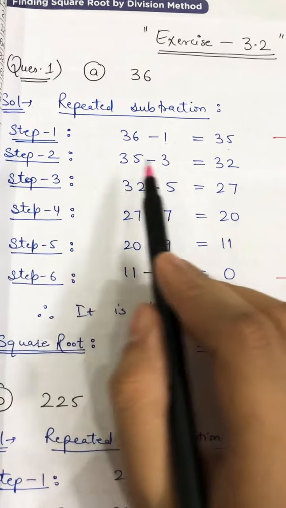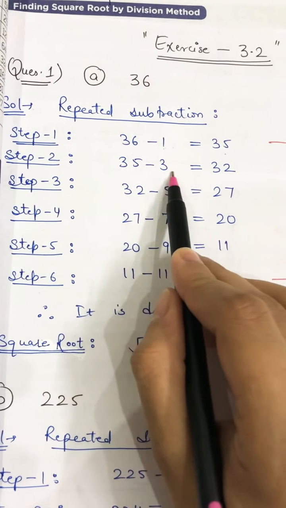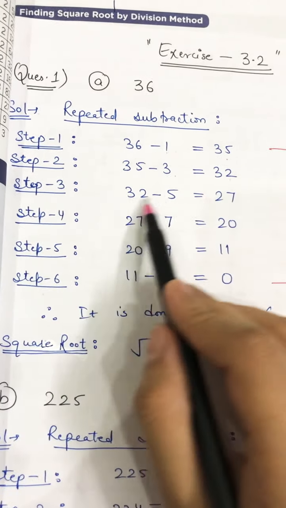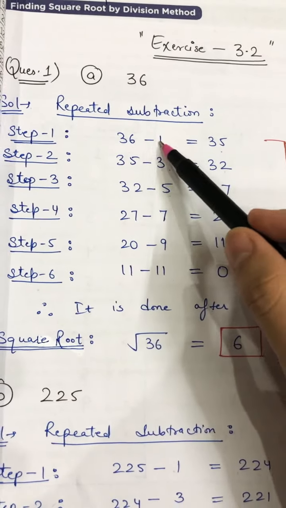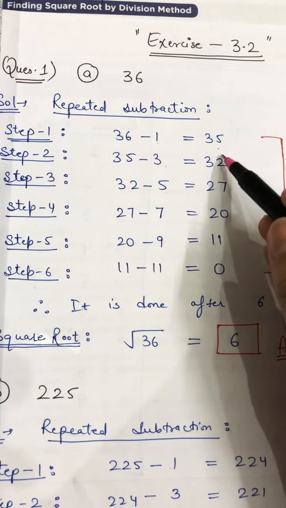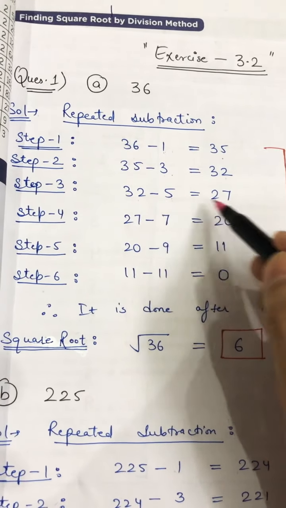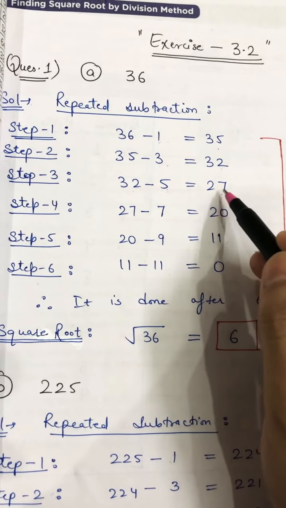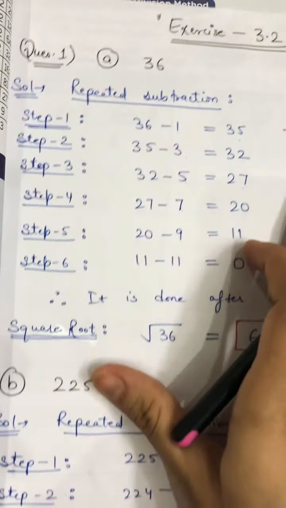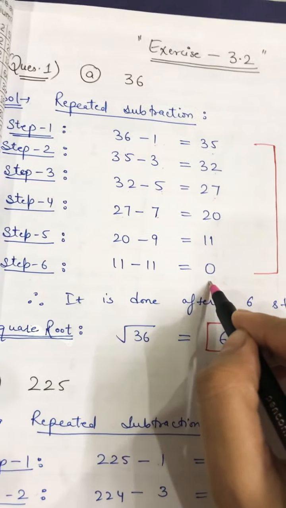Okay, now the second step is this: write here 35, this value 35 minus 3. It is equal to 32. Now the third step is write down this 32 here and minus 5. You have to subtract all the odd numbers in ascending order. Whatever value is coming, take that value and subtract the next odd number. Then take the answer, write it here and subtract the next odd number. In this way you subtract until your answer is 0.